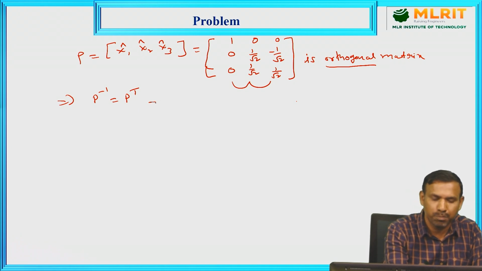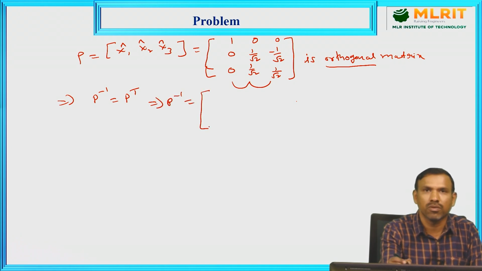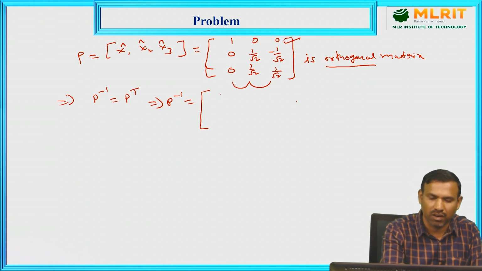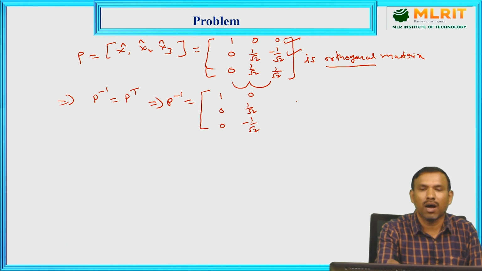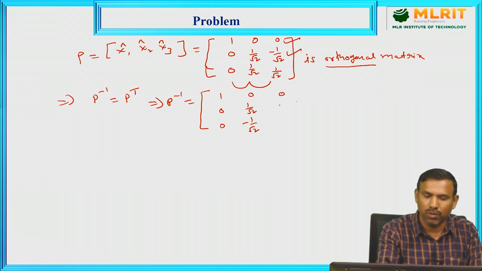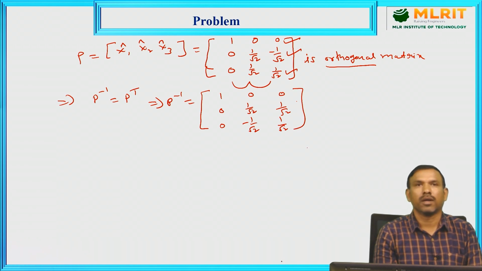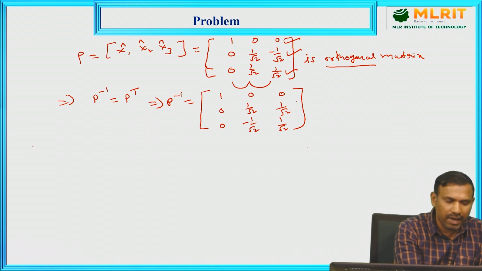Now, P inverse, let us write P inverse by making transpose. First row as a first column 1 0 0, second row as second column 0 1 by root 2 and minus 1 by root 2. Third row means 0, 1 by root 2, 1 by root 2, right. We got the required P inverse. Now, diagonalization.